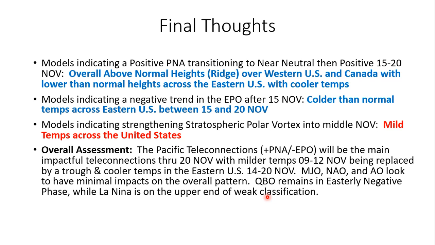The Madden-Julian Oscillation, MJO, NAO, and AO look to have minimal impacts on the overall pattern. And then the QBO remains in the easterly negative phase, which we'll continue to watch closely to see how that plays into upcoming winter weather. And La Nina is on the upper end of the weak intensity classification.